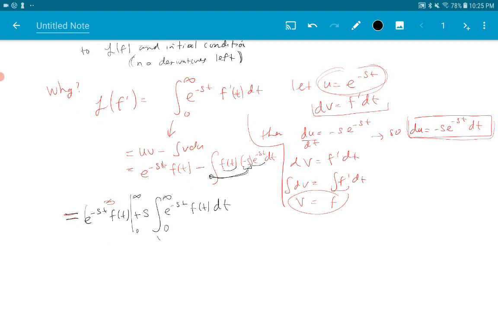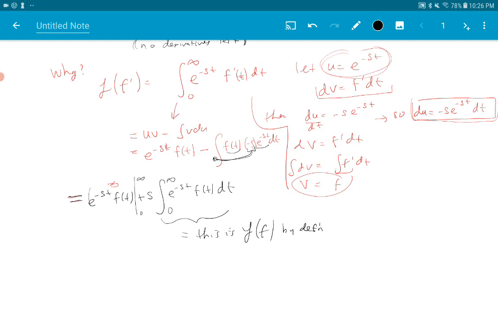Well, hopefully you notice this part right here is just equal to the Laplace transform of f. By definition, this is L of f. That's how we defined the Laplace transform of f. Okay, and then we just have an s in front of it.